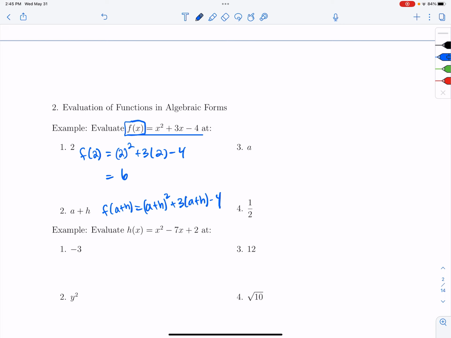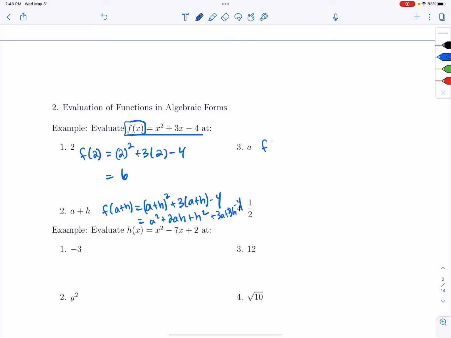Okay, simplifying this down, what we're going to get is a squared plus 2ah plus h squared, plus 3a plus 3h minus 4. I'm going to run out of room here. And so I get 1, 2, 3, 4, 5, 6 terms. None of those terms can be combined. So f of a plus h would equal those 6 terms.